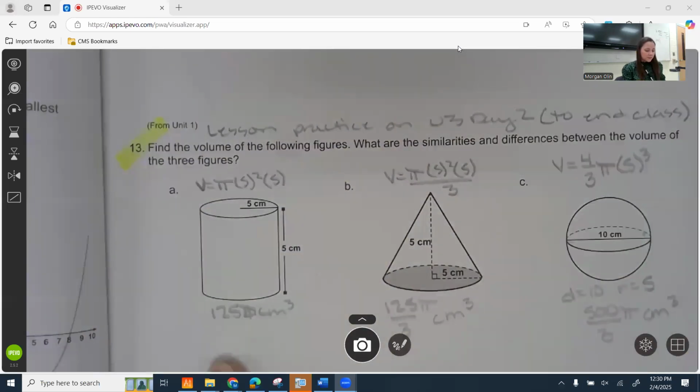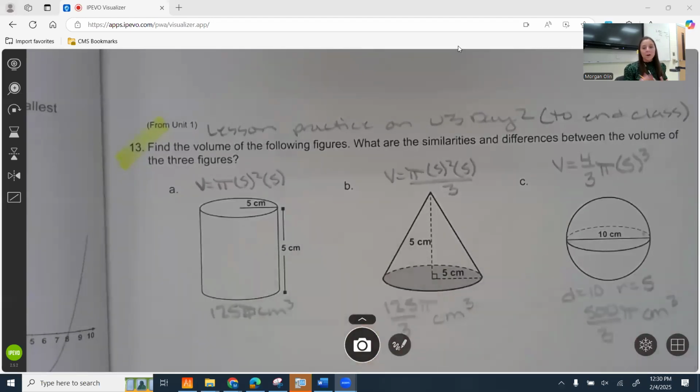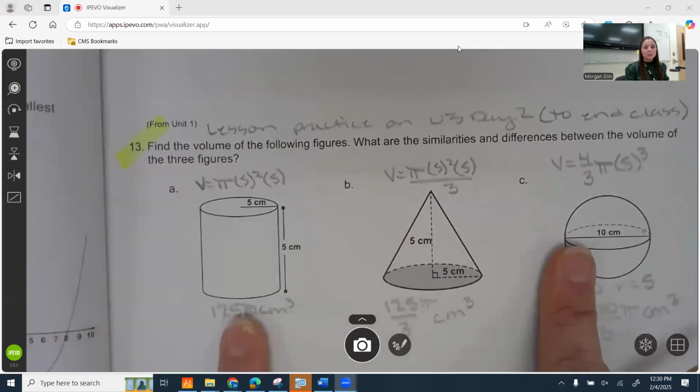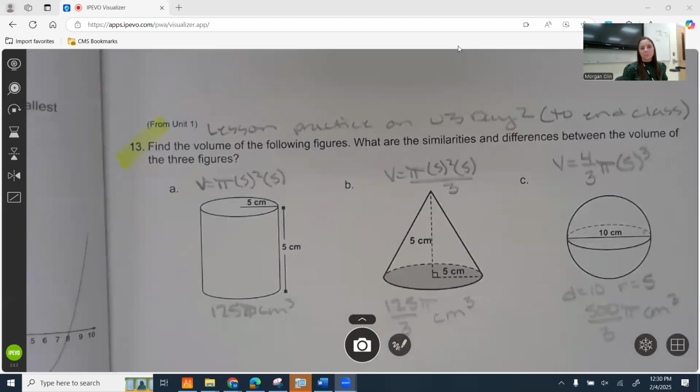And you can see the differences here in these. Now, if I took 500 and divided by 3, I get 166. This one's actually larger than that one, and then this one's larger than that one. So as far as volume, the sphere is the largest, the cylinder is the next largest, and then the cone is the smallest altogether.